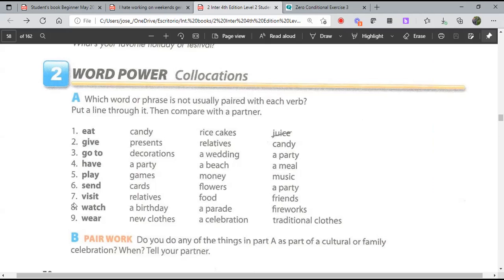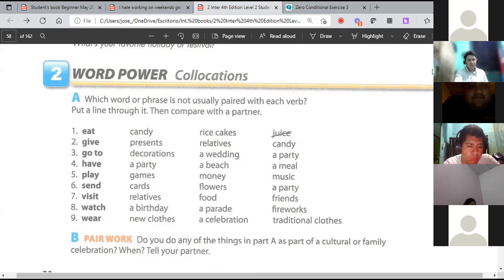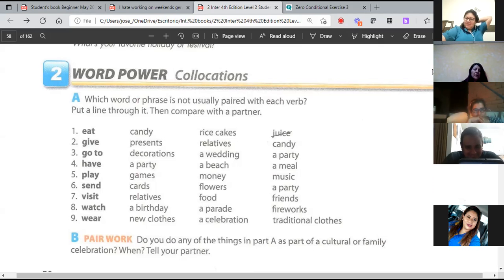Next one. Watch a birthday, watch a parade, or watch fireworks. Las luces campero, otro patrocinio ahí. All right. Another sponsorship over there. All right. Por ser último día, nos están patrocinando. We're being spammed. Perdón, no es el último día. Almost the last one. All right. Or the last 2 hours, we can say.